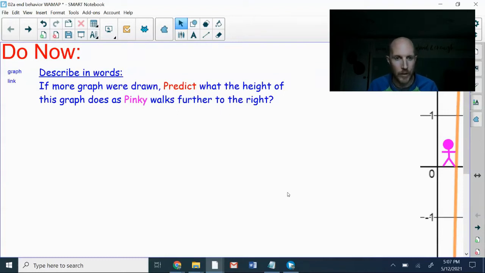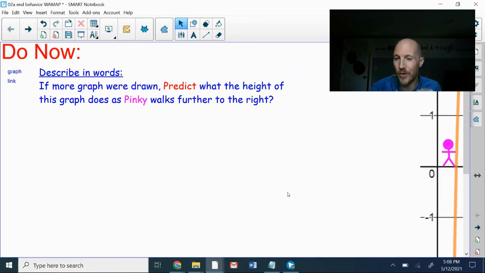Well, good morning, Precalc. Here's the do now for you. You're going to describe in words your prediction. What would happen if Pinky were to walk further to the right across the graph? What would happen to the height of the graph as Pinky walks further to the right?